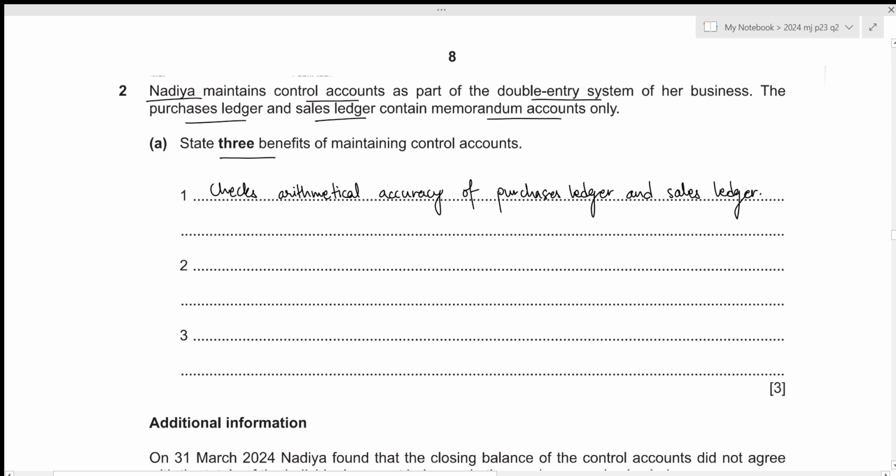The second benefit of maintaining control accounts is that it will help prevent fraud. And the third benefit is that it will provide the total of our trade payables and the trade receivables. That is all for the first part. Let's move towards the next one.